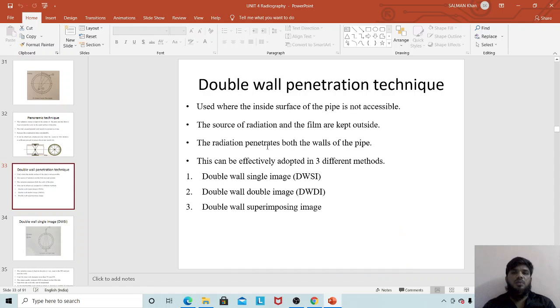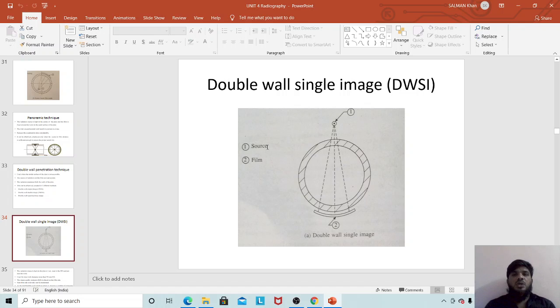Whereas the double wall double penetration technique is used when the inside surface is not accessible, for example a whole pipe. If fluid is flowing through the pipe, you cannot go inside the pipe and you cannot take it out. So in this case we can use the double wall penetration technique. In this technique, you can use a single image, you can use a double image, or you can obtain a superimposing image.